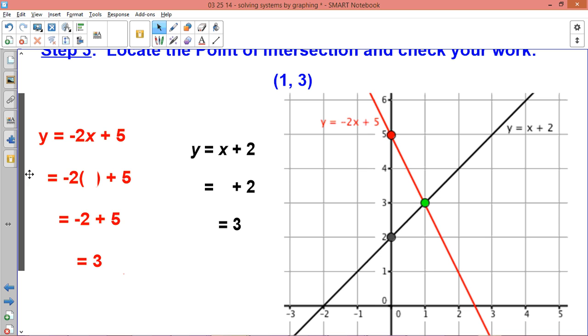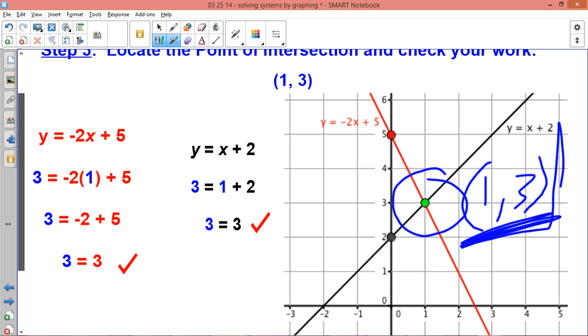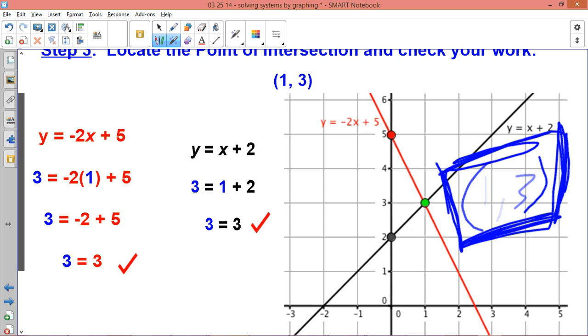So we plug in 3 for y, we plug in 1 for x, and we see if we get a true statement. Does 3 equal negative 2 plus 5? Yes, it does. So I have a true statement. But we also have to do it to the other equation. y equals x plus 2. y is 3, x is 1. That means that 3 equals 3, and we have a correct statement there as well, meaning that this point right here that we drew that looked like (1, 3) is in fact (1, 3). So this right here is the solution of our system of equations. And that's all there is to it.